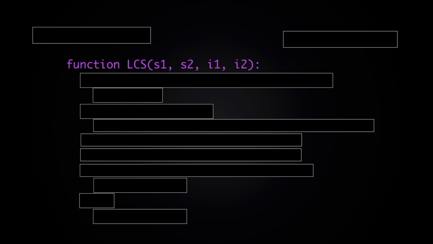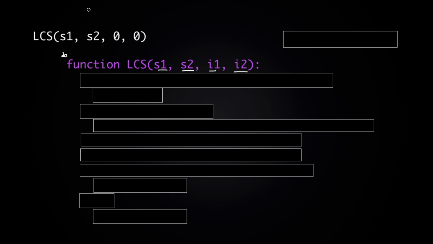So like we saw earlier, we're going to write a function called LCS of S1, S2, the two strings, and I1, I2, the two indices of the letters that we're examining. And then outside this function, we're going to have to call this function with the two given strings and 0, 0 because we're going to start with the first letters.